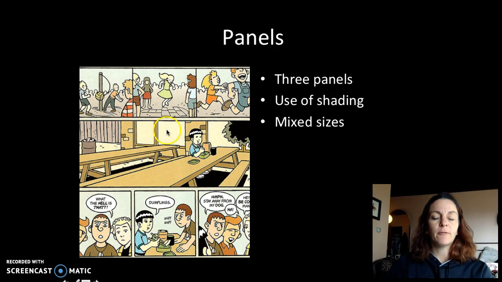For a variety, the panels can be done in different ways. Sometimes there are three panels in one, sometimes there's two, sometimes there's one long one, sometimes there's one big panel for the whole page. So they can use different mixed sizes to communicate feelings.